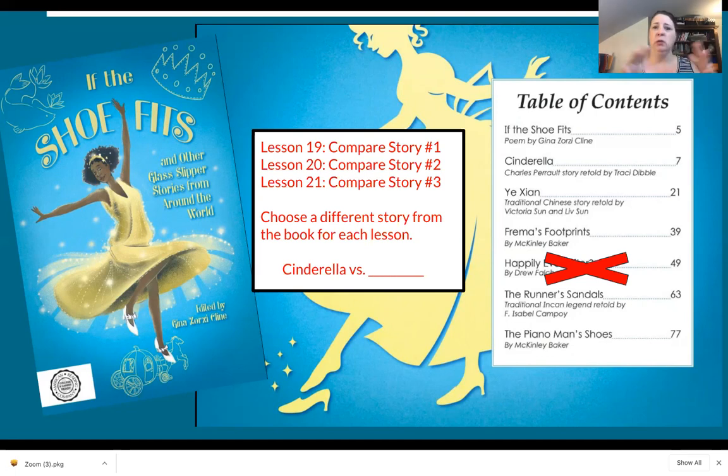So you can do this however you want to do it this week. You can do it at the beginning of the week and get both stories done, or do a story today, do another story on Thursday, and be done. But remember, each time you're comparing Cinderella versus another story.